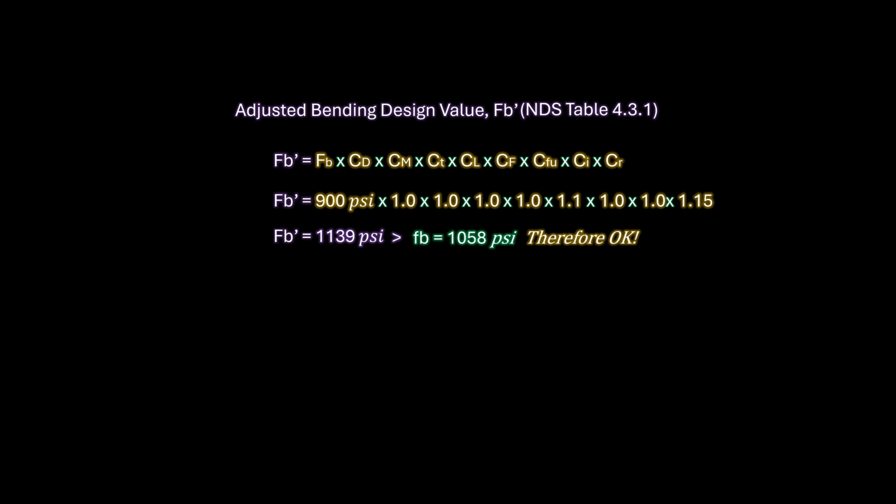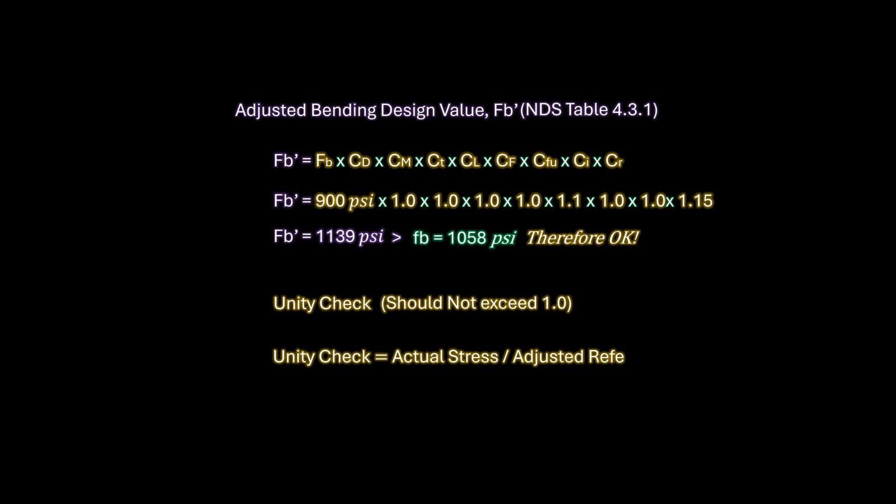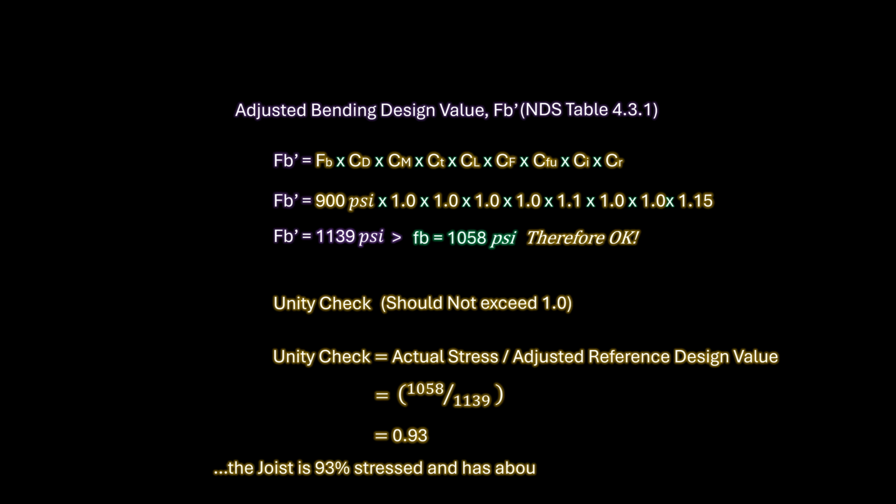It is customary for engineers to represent this comparison as a ratio known as a unity check, which should not exceed 1.0. This is done by dividing the actual stress by the adjusted reference design value. In this case, the unity check is 0.93, which means that the joist is 93% stressed and has about 7% of residual capacity. The unity check is very helpful when comparing the relative adequacy of different members in a system. The designer can easily see the strongest and weakest member in a system of elements supporting loading from the same source or different sources.